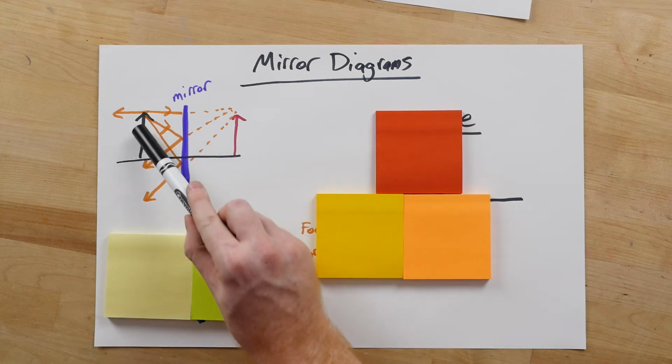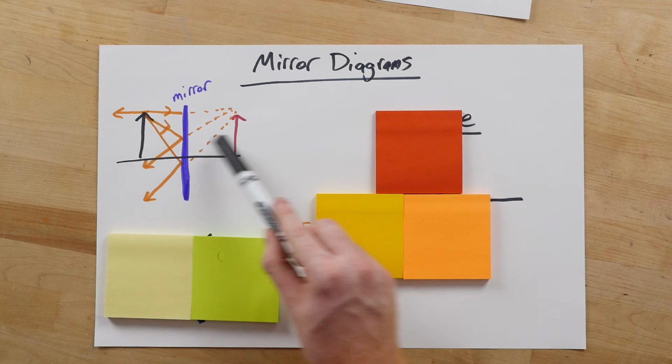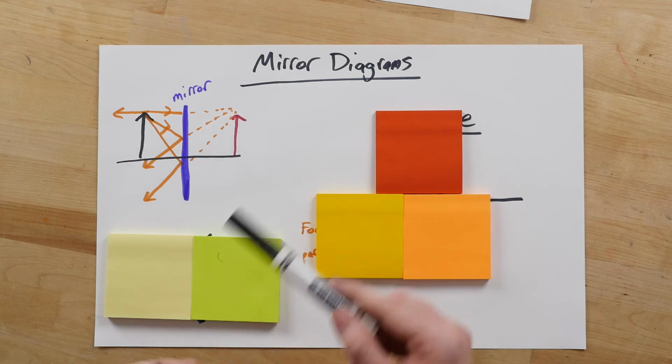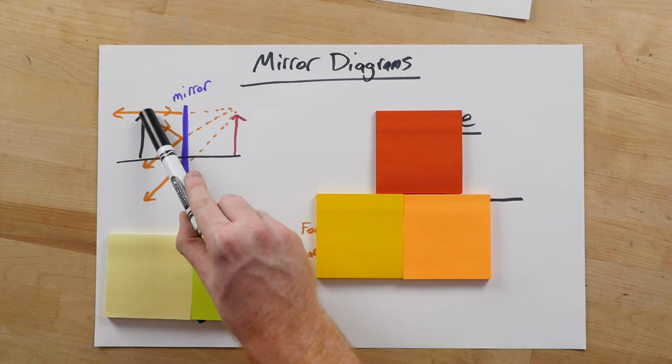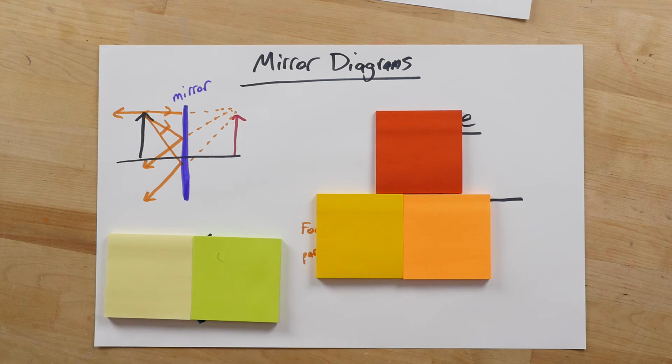Second, we draw all of our objects as arrows, and we draw all of our images as arrows. This just makes it easier so that we draw all of our light rays from the top of that arrow.